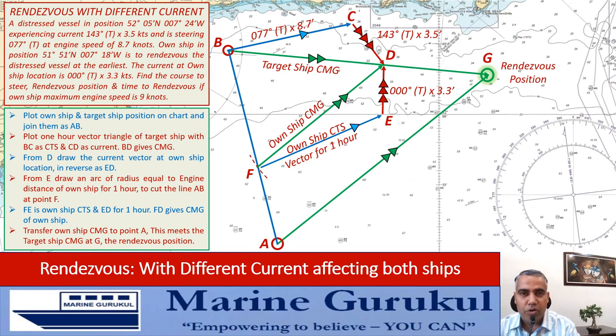Hence we obtain all the required items, that is the course to steer, the rendezvous position, and the time to rendezvous. So I hope you have understood the procedure for making a rendezvous in different scenarios. We have seen it in no current situation. We have seen it in a current situation where a similar current is affecting the own ship as well as the target ship. And now we have seen it in a situation where different currents are affecting the target ship and the own ship.